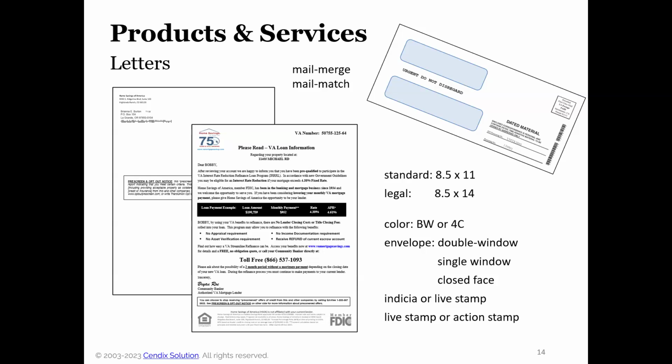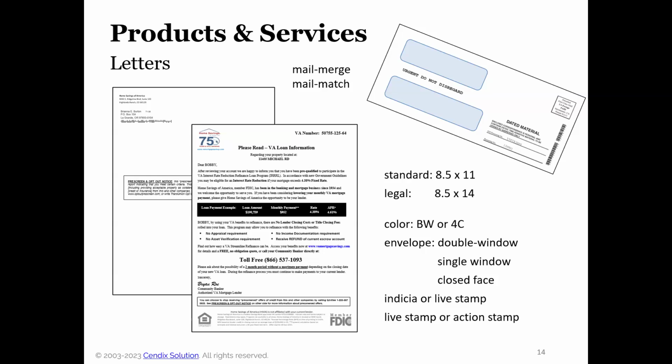In terms of the envelope, we can use a double window, which is what you see here in the example. With the double window, if I've got a single-sided letter like this, you can see in the upper left-hand corner the return address and the recipient information. That's printed so it shows through the windows. That saves us a step because we don't have to print on the envelope. Still, we can use a single window envelope.